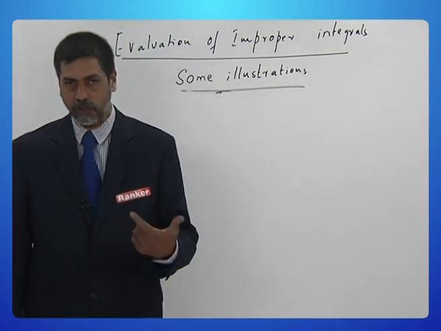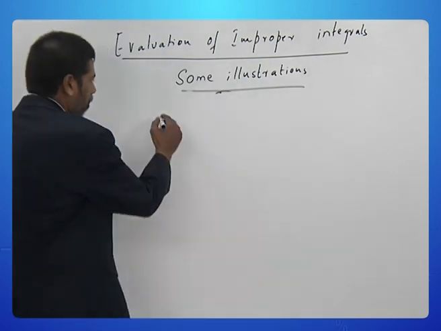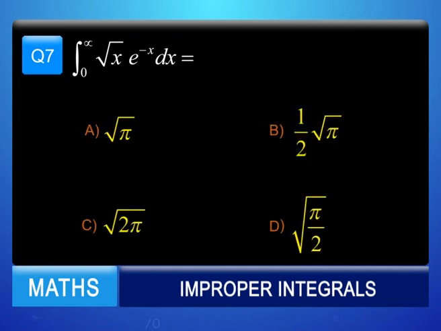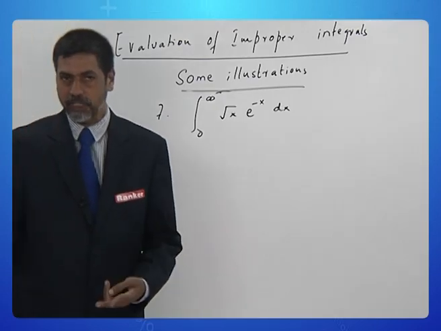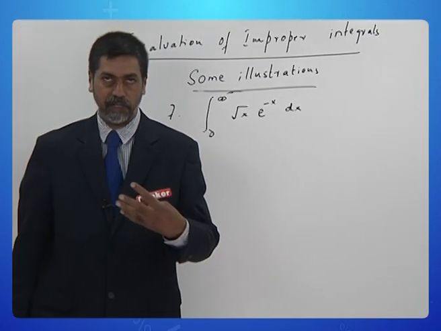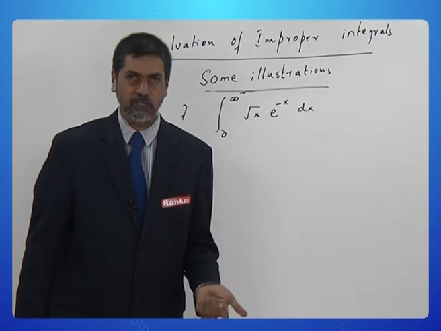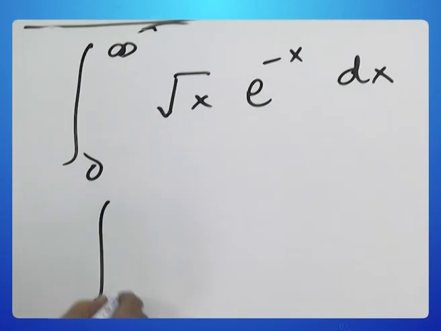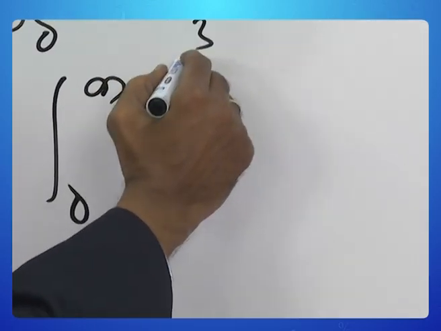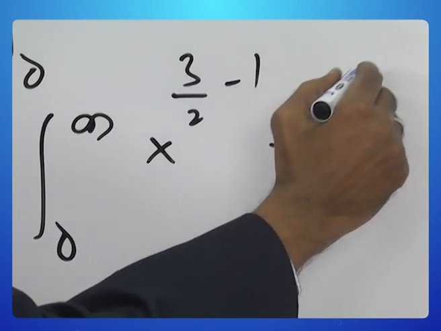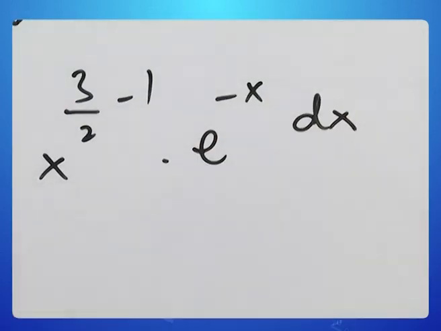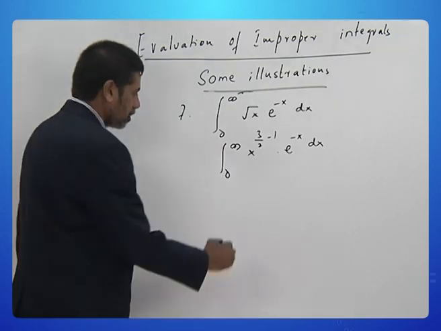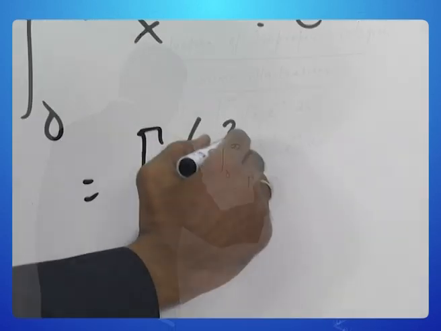Okay friends, the next problem. I hope all of you can easily solve this. Again, there are two possibilities, the Laplace possibility and the gamma integral property. I think we'll go for the easiest one, which is the gamma option. So write this as x to the power of 3 by 2 minus 1 e power minus x dx. So this is plain gamma 3 by 2.